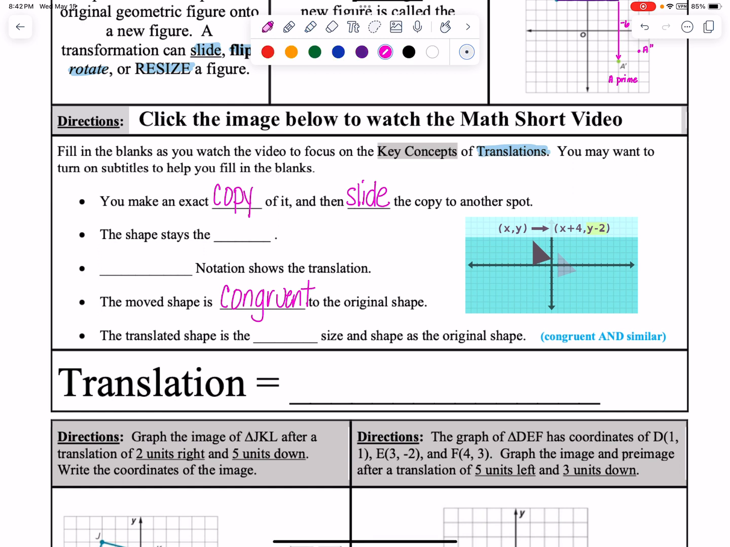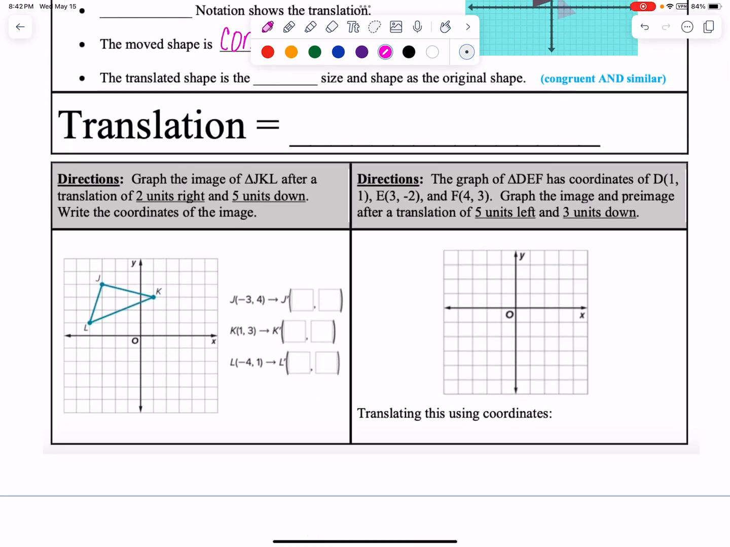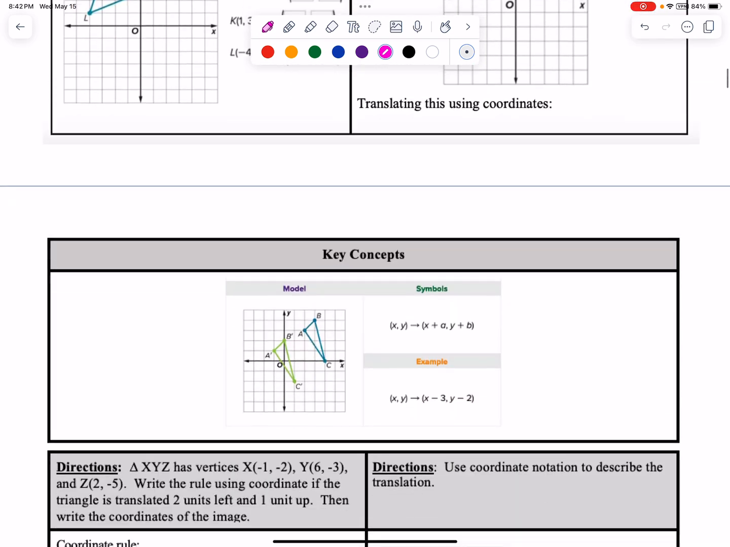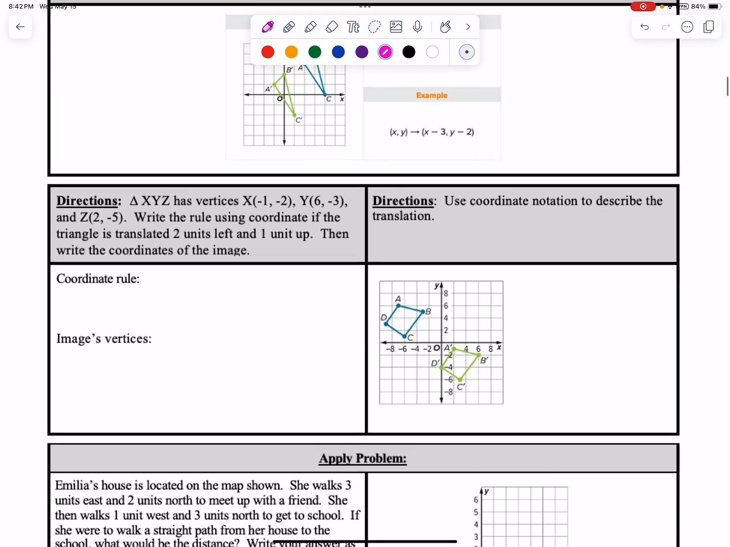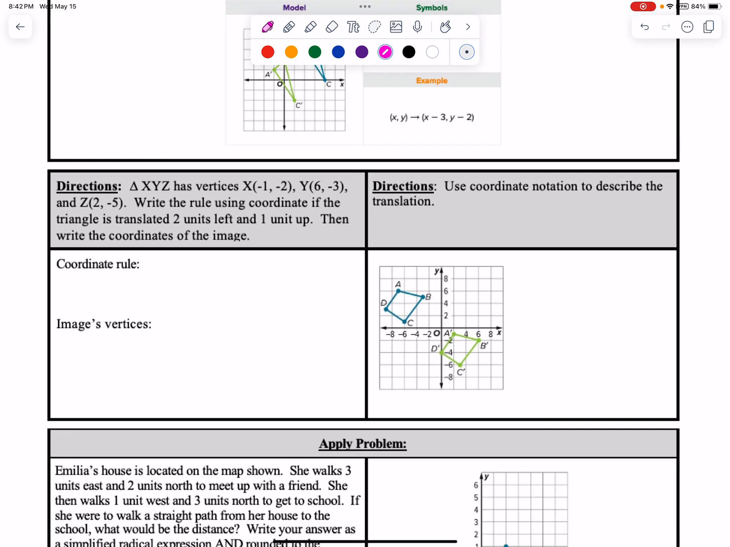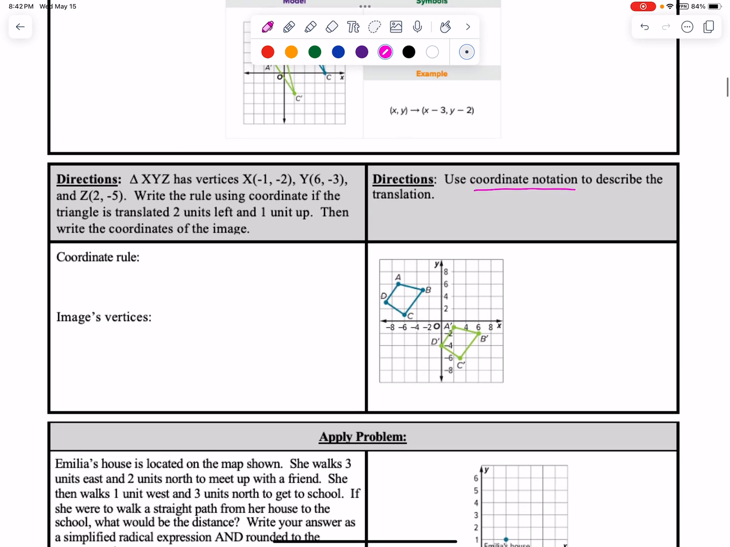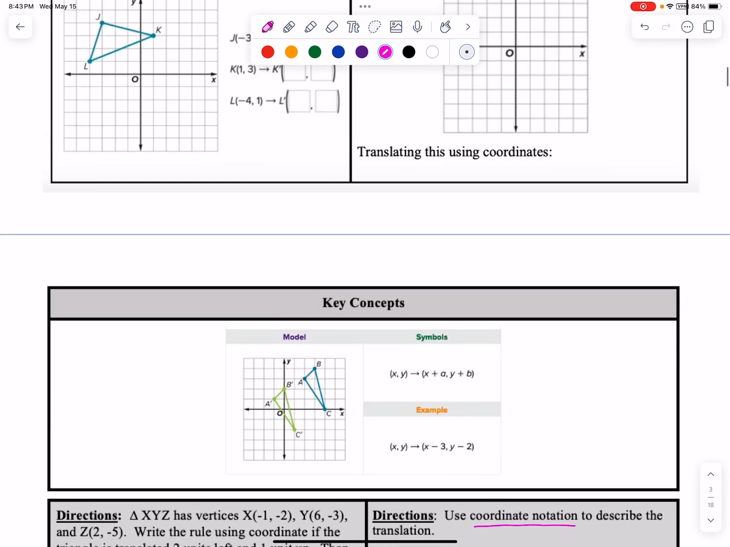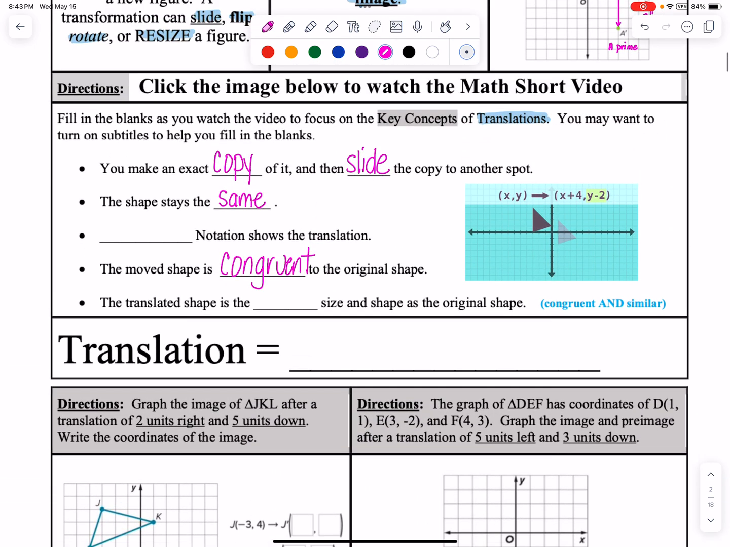When we're translating, it says you make an exact copy of it and then slide the copy to another spot, and the shape stays the same. They called it mapping notation, which shows the translation. We're going to use a phrase that you can see down here called coordinate notation, and coordinate notation is going to be that same idea as that mapping notation that they said.